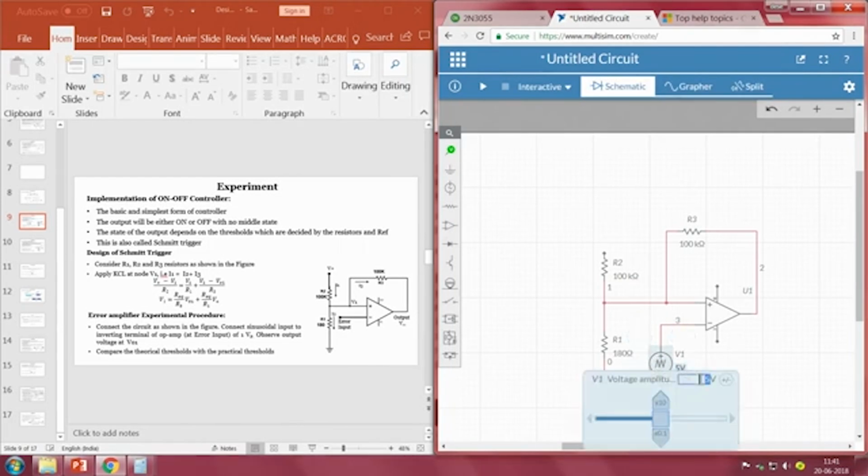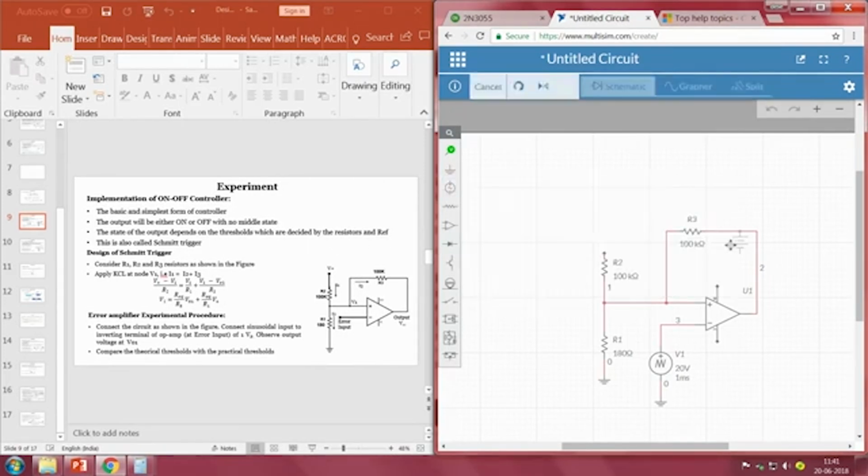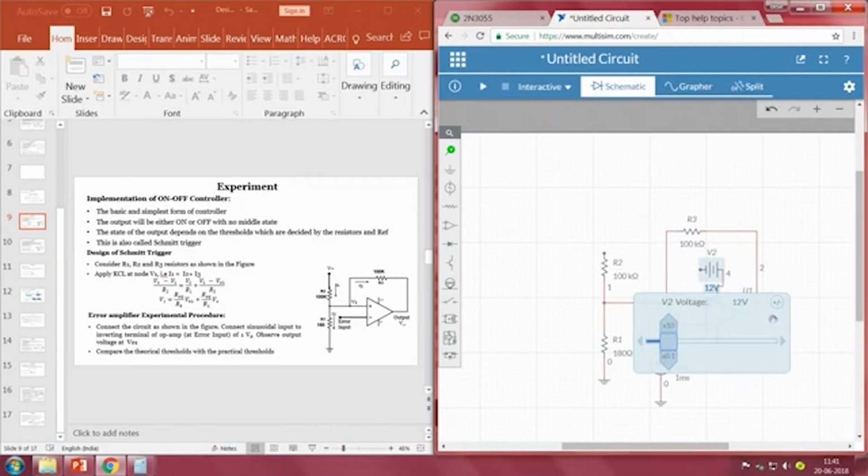So, the voltage should be, let us say, 20 is the maximum amplitude, because the thresholds are 15 point something and 14 point something, the higher and the lower. So, the input voltage should always be greater than that. Plus VCC and minus VCC should be connected, so I will take a DC voltage, rotate it, and change it to 15. Now, this should be connected to the ground. I will take a ground and connect it here.